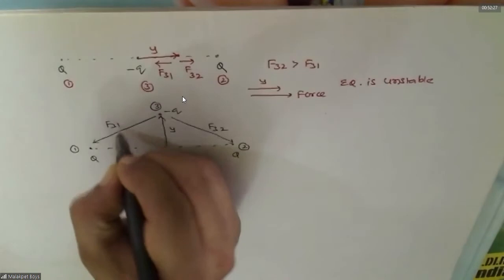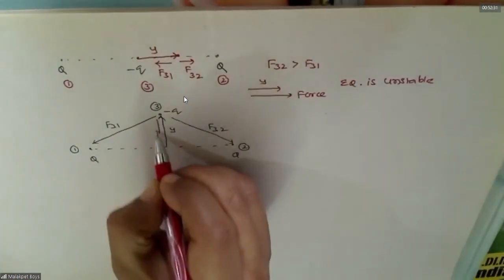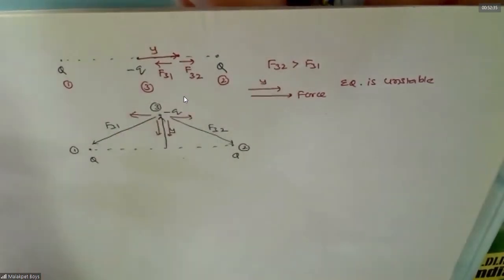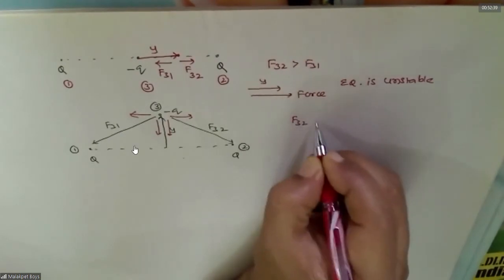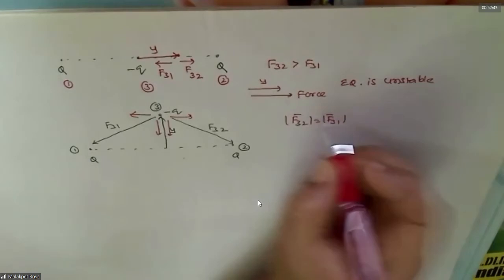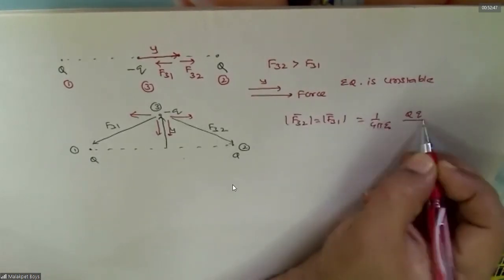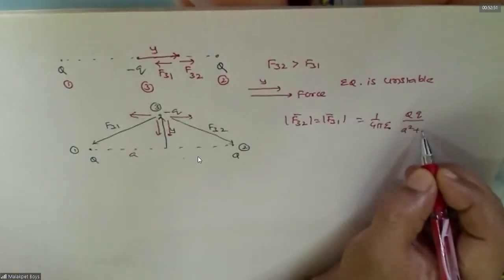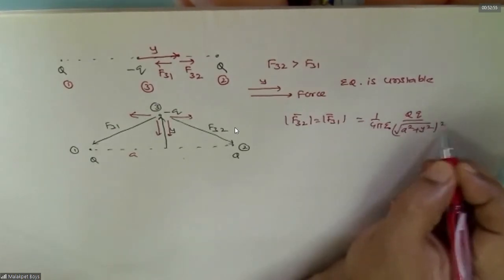Do you agree with this? Now we have two components. These components will cancel. You can see that 1 by 4 pi epsilon naught Q Q. This is Y, this is A. So this is A square plus Y square whole square. Do you agree with this?